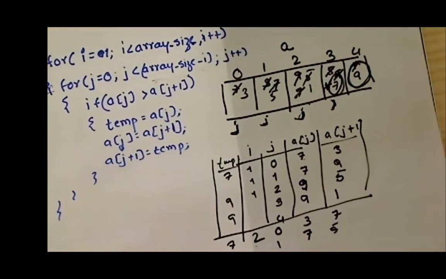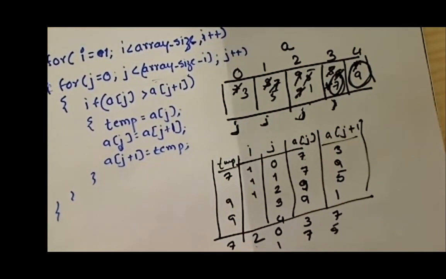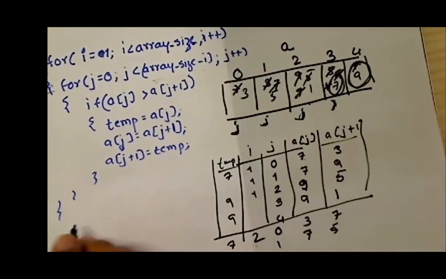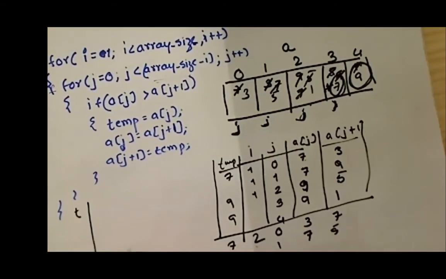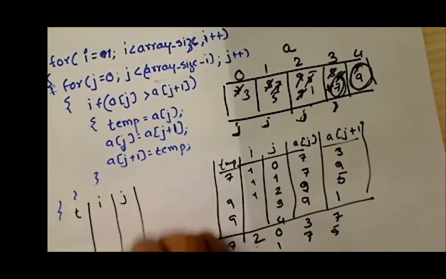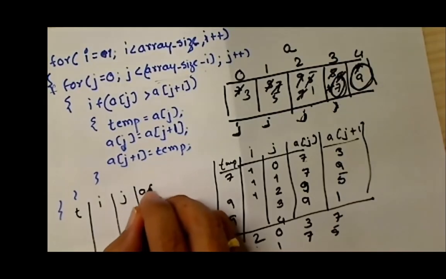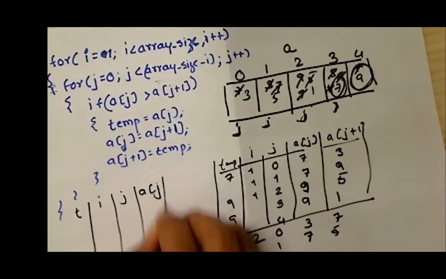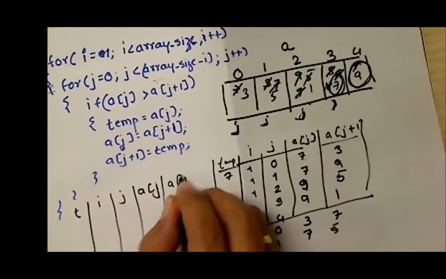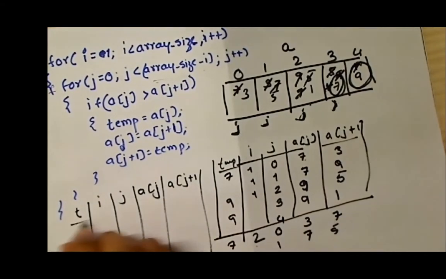So let's continue with the rest of the passes. This was the second pass. Now in the third pass, what will happen? I'll take the variables for the third pass over here. So this is temp. Then we had i. Then we had j. Then we had a of j, and we also had a of j plus 1. These are the variables that I have.